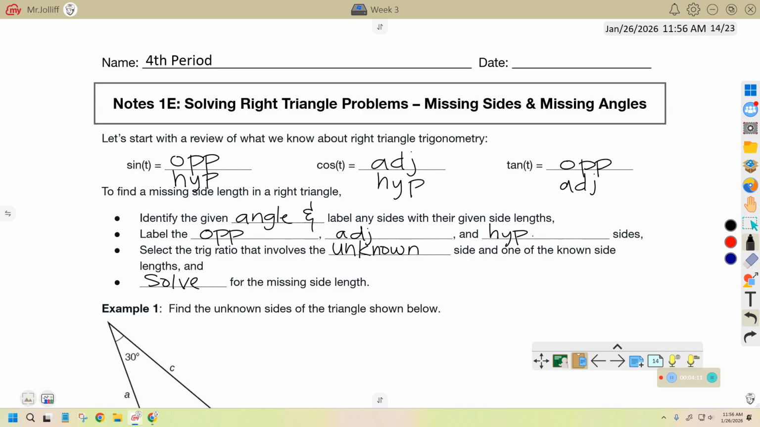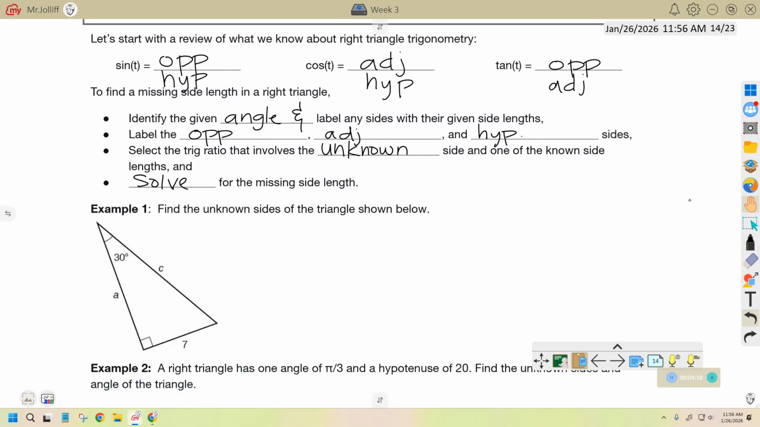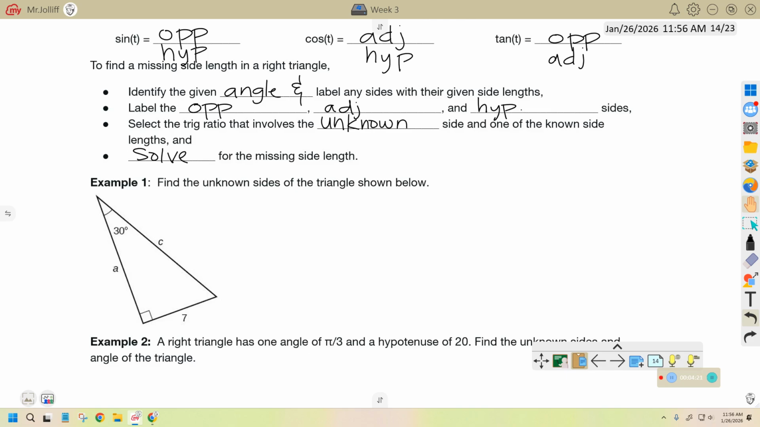We're going to do nothing but examples today. Yay, we like examples. I'm going to scoot you up here. First example says, find the unknown sides of the triangle shown below. And they did the labeling for me. How nice of them. They labeled a 30-degree angle. They labeled sides A and C. They labeled the side opposite the angle as 7. So I have one known side and two unknowns. And notice it said find the unknown sides, plural. I need to find both A and C.